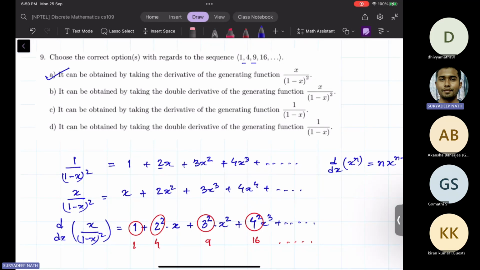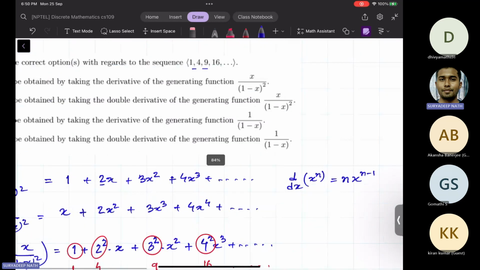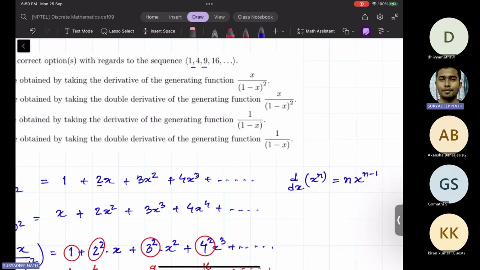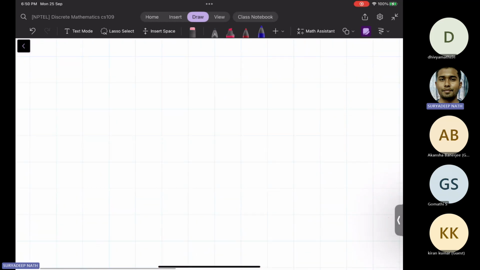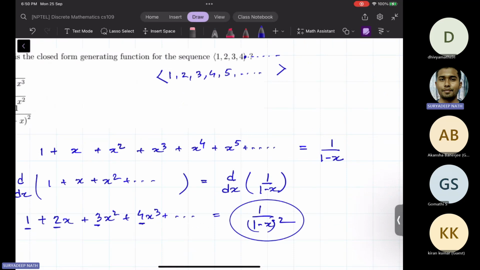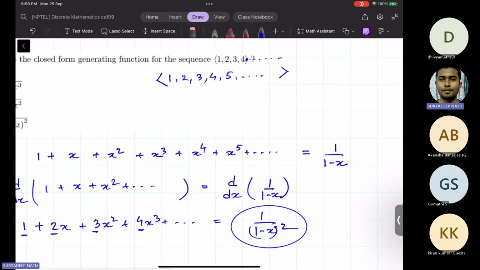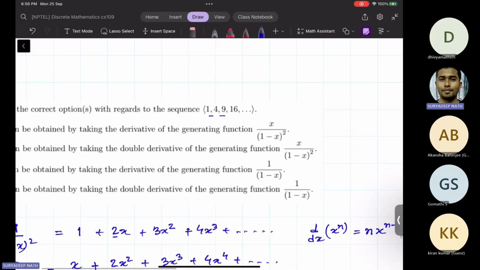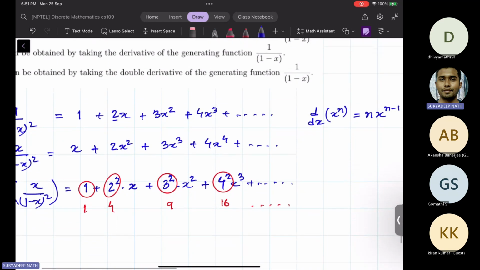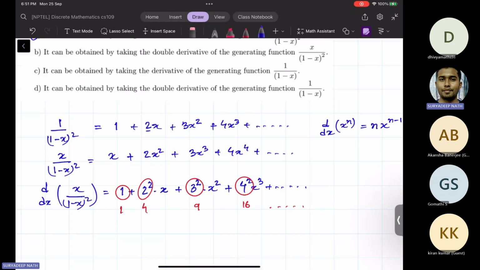So whenever you are given some pattern, to find the closed form solution, you always begin with the simplest one. The first one is the simple one, that is 1 + x + x² and so on, which is 1/(1 − x). And you keep modifying that polynomial and you will get all the other kinds of polynomials that you want.